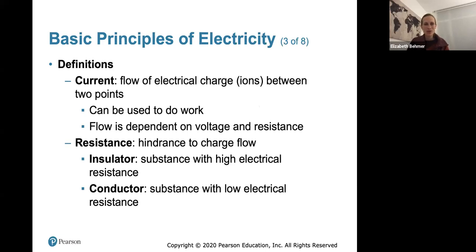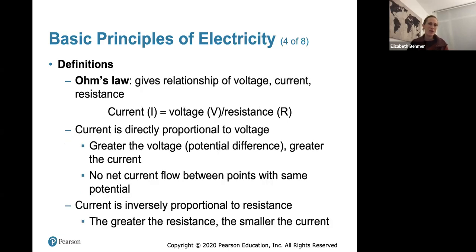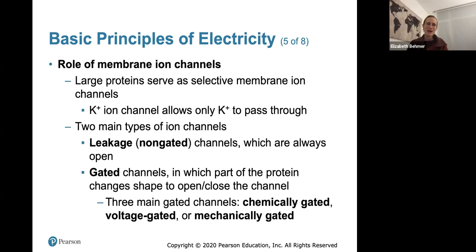Current is the flow of electrical charge, and in terms of the nervous system, ions will flow across the membrane. It can be used to do work, and it's dependent on voltage and resistance. And I won't get too much into Ohm's law or defining the relationship between current, voltage, and resistance, because you can still understand the concept without us going that detailed.